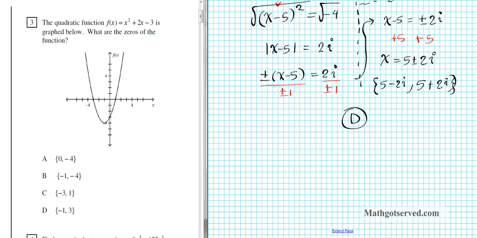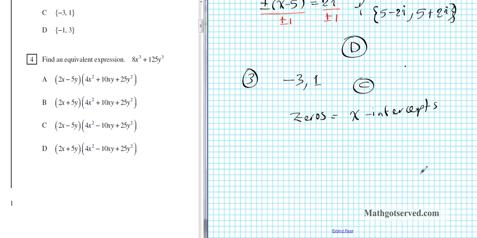Number 3 says the quadratic function f(x) equals x squared plus 2x minus 3 is graphed below. What are the zeros of the function? So basically asking where does the graph intersect the x-axis. So you see it intersects at 1, 2, 3. So the first zero for number 3 is negative 3. That's the first zero, and then the next one is positive 1. All right, so don't forget the zeros are the same thing as the x-intercepts. Okay, and we can clearly see that the answer here is letter C.